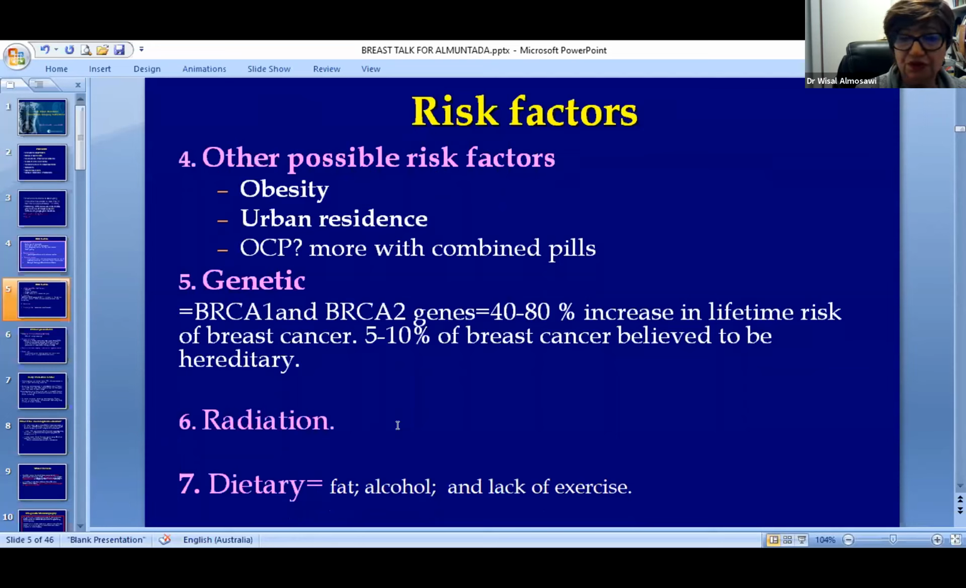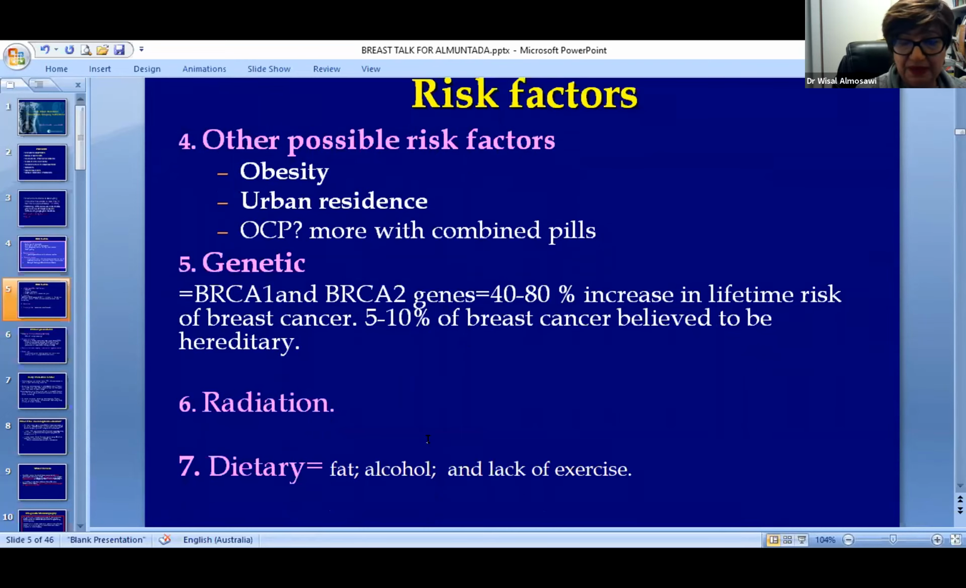Previous history of oral contraceptive pills also, and that's especially with the combined pills, which are estrogen and progesterone combined pills, it's a high risk. Genetic background, this is becoming a big factor now. So patients who are positive for BRCA1 and BRCA2 are at higher risk of developing breast cancer.